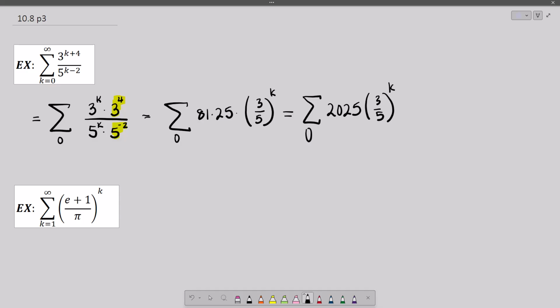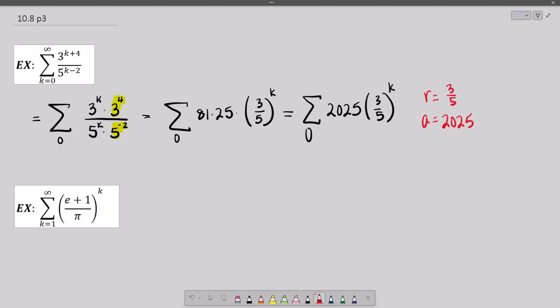Okay, so now we are in the actual arc/geometric series form where we can identify both A and R here. What is A going to be, and what is R going to be? Say 2025. A is going to be 2025. If we plug in our initial index value of 0, 3/5 to the 0 is 1, so we're left with 2025. That doesn't tell us anything about convergence. R, though, will. R is?